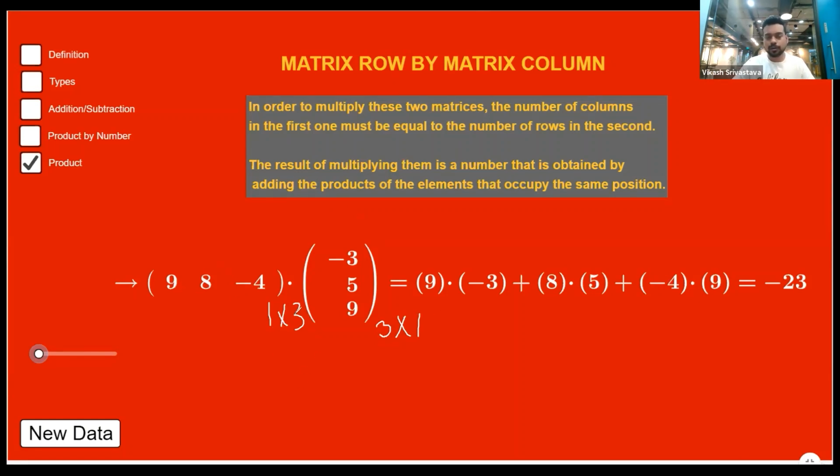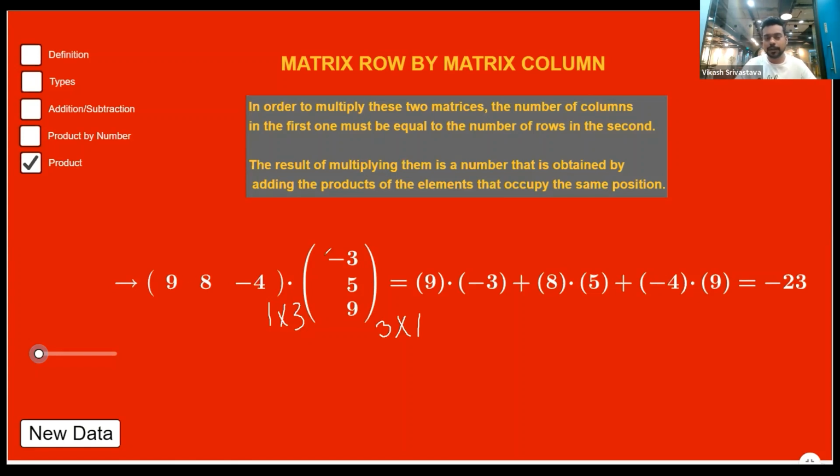So now you know that these two matrices can be multiplied just because of this very basic property, that the number of columns of the first matrix, or the left matrix, must be equal to the number of rows of your second matrix, or the matrix on the right hand side. Okay, so now let's multiply them.